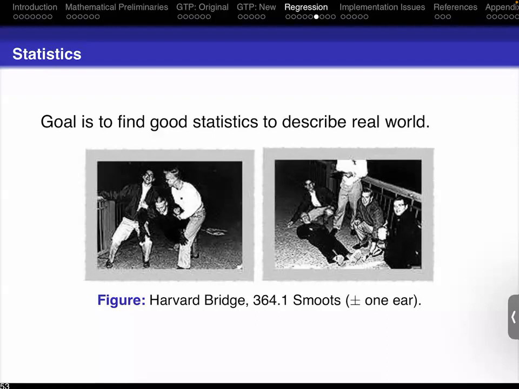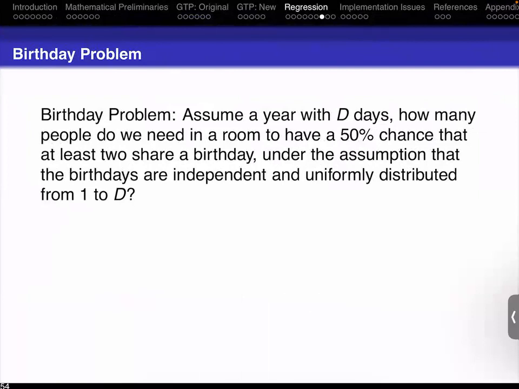Is the Smoot a good statistic? Is this a good unit of measurement? This is not a hard question. All right, why is the Smoot such a bad unit of measurement? How big is one Smoot? Does everybody happen to have a Smoot on them? Is Smoot's height constant throughout time? Or as he gets older, is his height going to change? It's a terrible unit of measurement. We want to find good units of measurement.